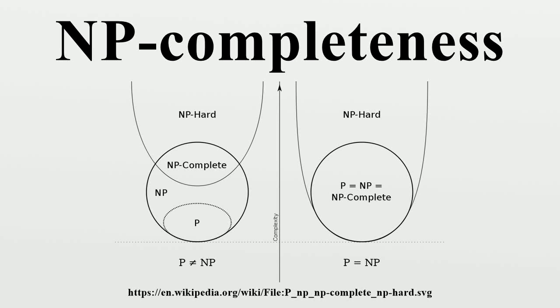In computational complexity theory, a decision problem is NP-complete when it is both in NP and NP-hard. The set of NP-complete problems is often denoted by NPC. The abbreviation NP refers to non-deterministic polynomial time. Although any given solution to an NP-complete problem can be verified quickly, there is no known efficient way to locate a solution in the first place.